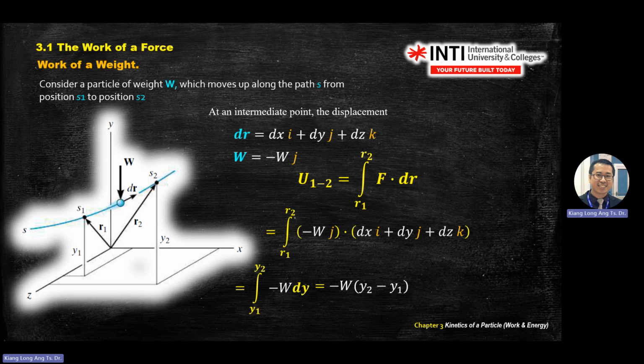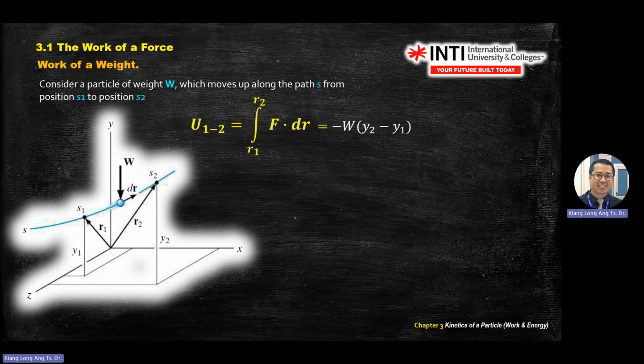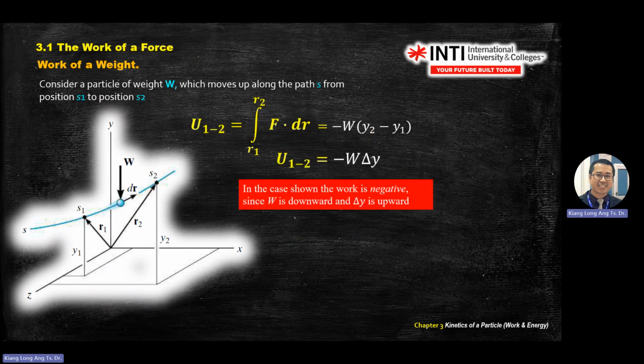So the work done by the weight will be the weight multiplied by the distance traveled by the weight, but in the negative direction. You only write this one when you have already established where your positive is.